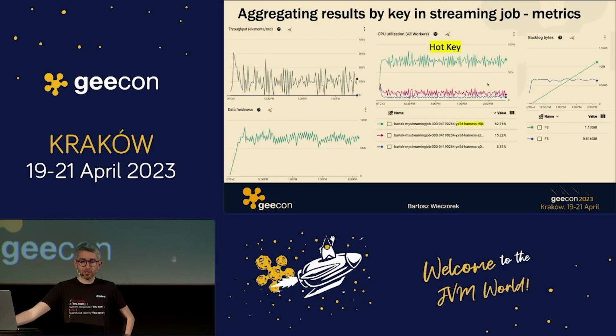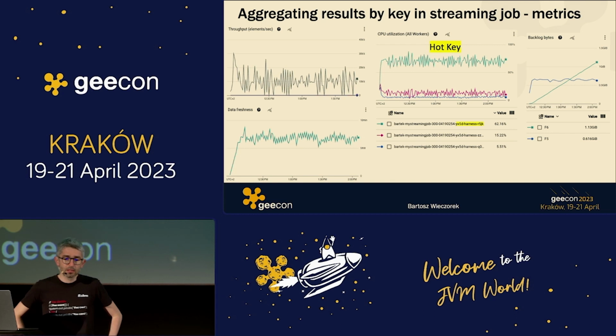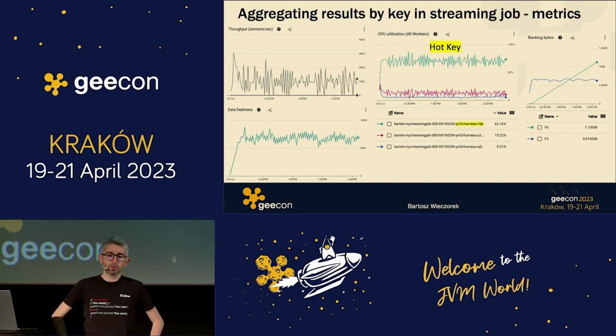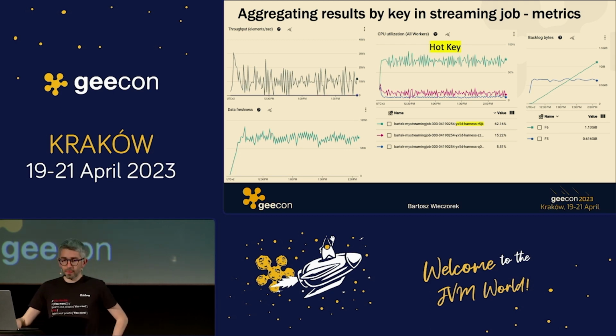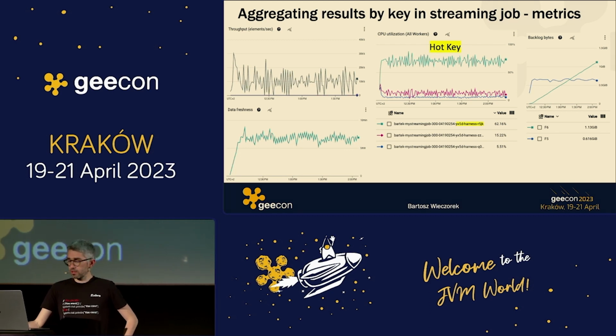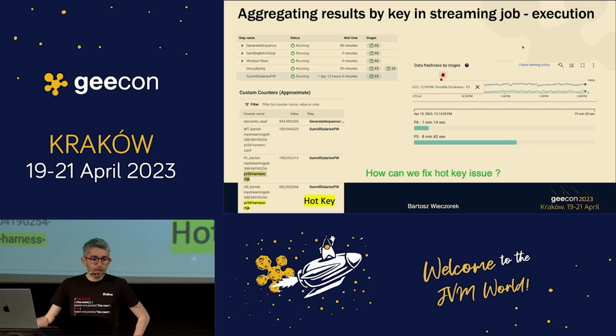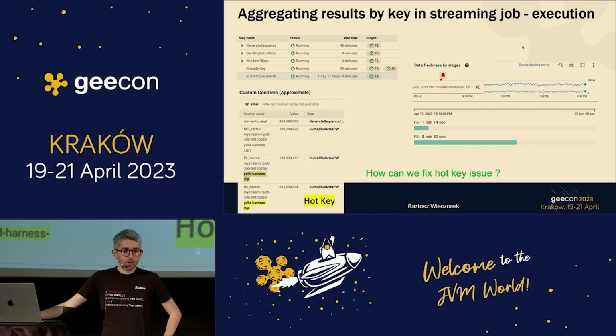Okay, let me show you here. One more comment about this hotkey. If you look into the backlog bytes, you can see this ever-growing blue line. That means the pipeline is not able to catch up processing the data and the backlog increases. So that's another metric that we can use. We can see the hotkey also on the other dashboards, showing possible stuckness.